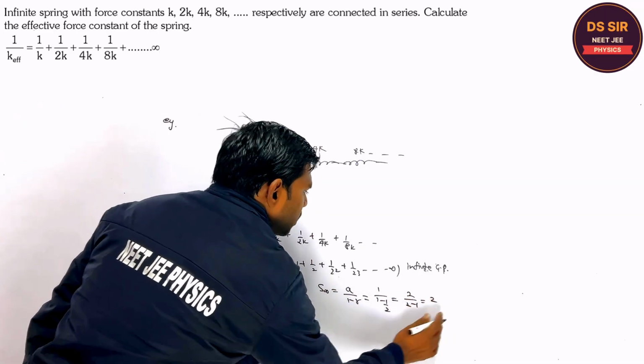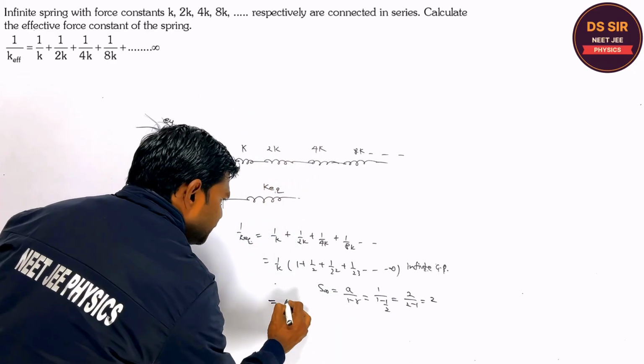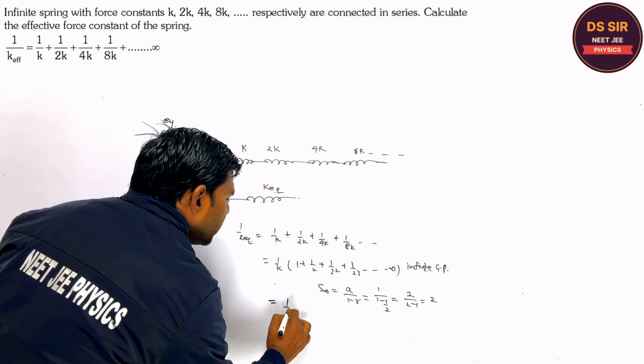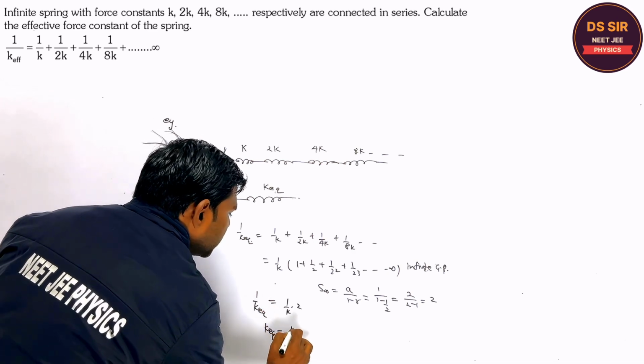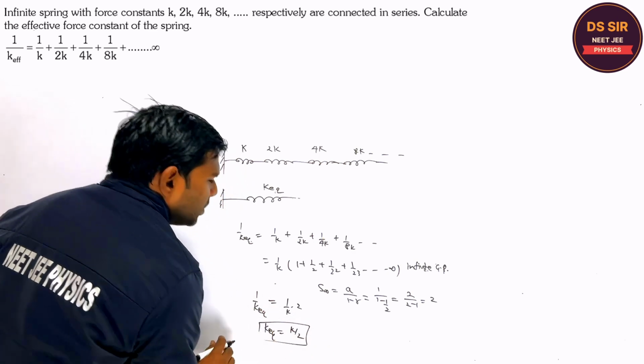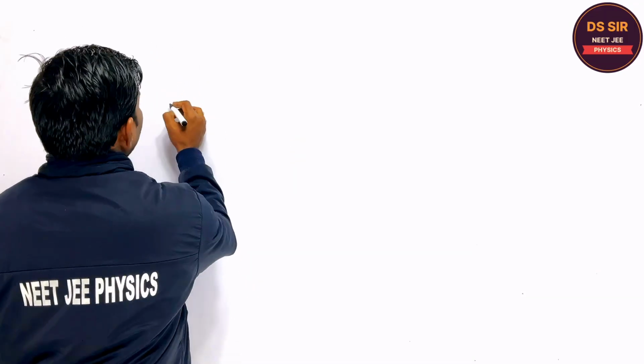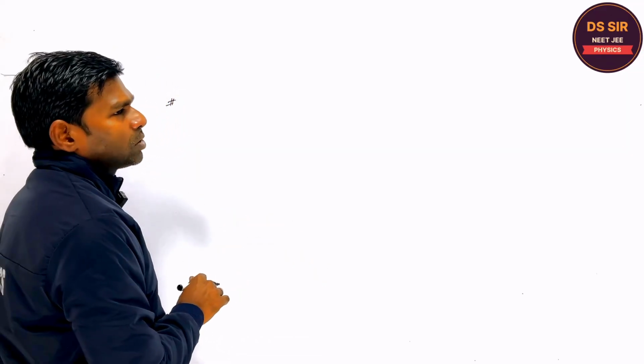2 minus 1 is equal to 2, which is equal to 1 upon K into 2. So the K equivalent is K by 2. So this is the answer, right? Copy this fast. Now we will discuss the different cases of the pulley and spring block system.